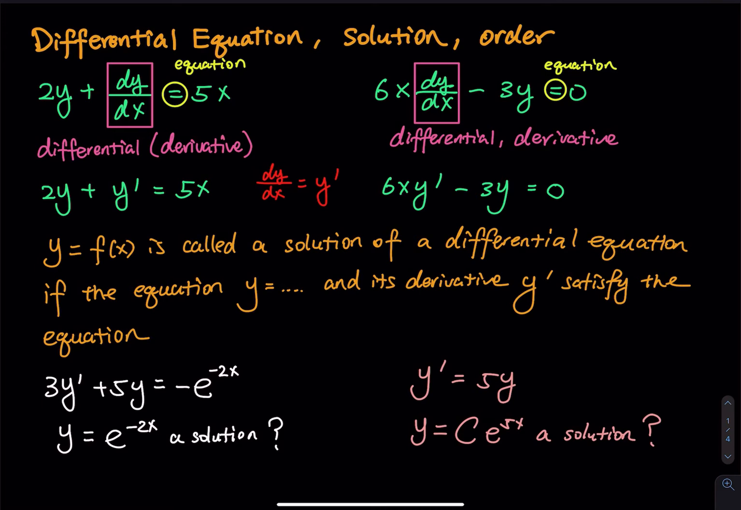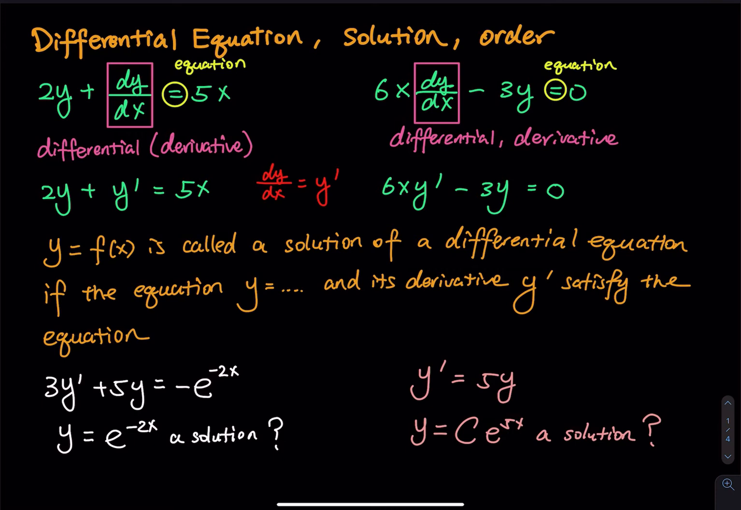The second equation on the right, 6x times dy/dx minus 3y equals 0. It is an equation because there is an equal sign. It is a differential equation because the dy/dx is a differential, or you can call that a derivative. Is there another way to write the dy/dx? Yes, but I don't recommend that.